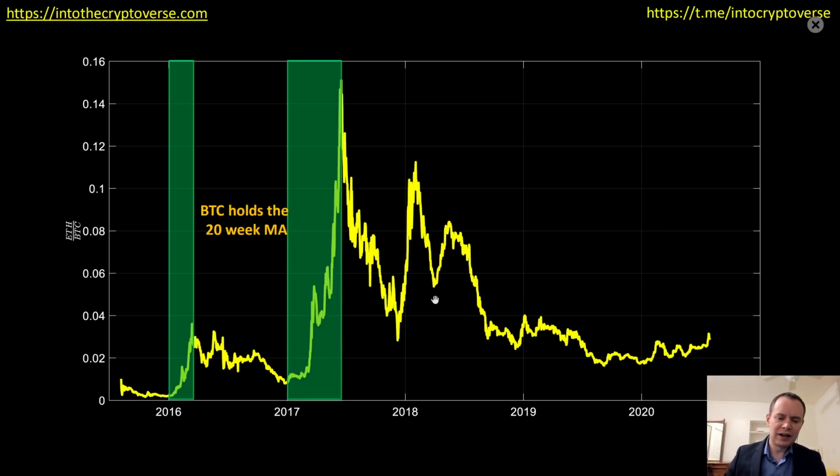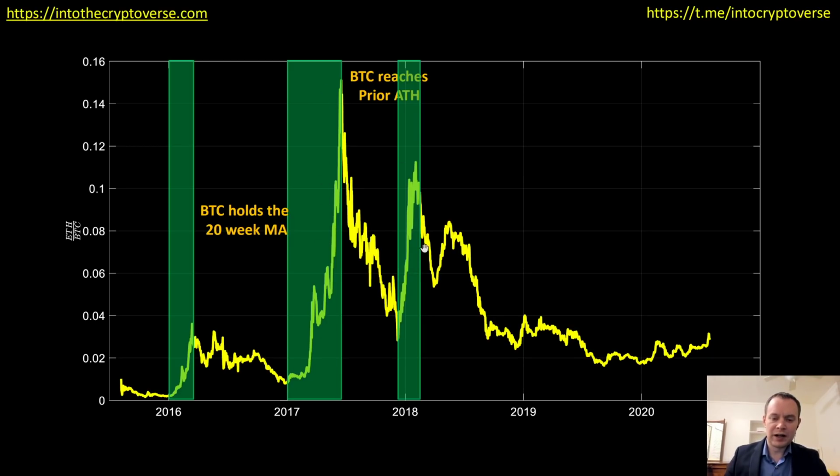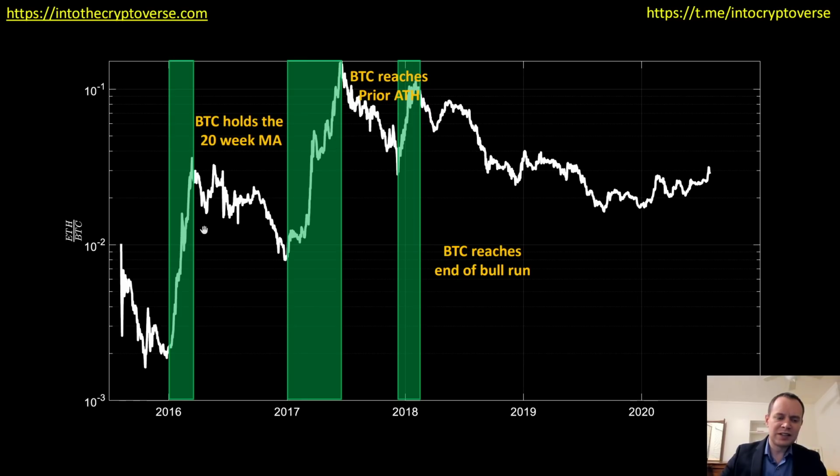We also know that the next one, the one in 2017, was when Bitcoin reached its prior all-time high. So we have this move, and then we had this move here, and then the final major one was when Bitcoin reached the end of its bull run. Now, some of you may be looking at this one and thinking that it was not as significant as this one, but if you flip it to a log scale, you can actually see, relatively speaking, this move here was similar to the move that Ethereum saw against Bitcoin in 2017. So there were a lot of similarities between these types of moves, Bitcoin holding the 20-week moving average and then Bitcoin reaching its prior all-time high.